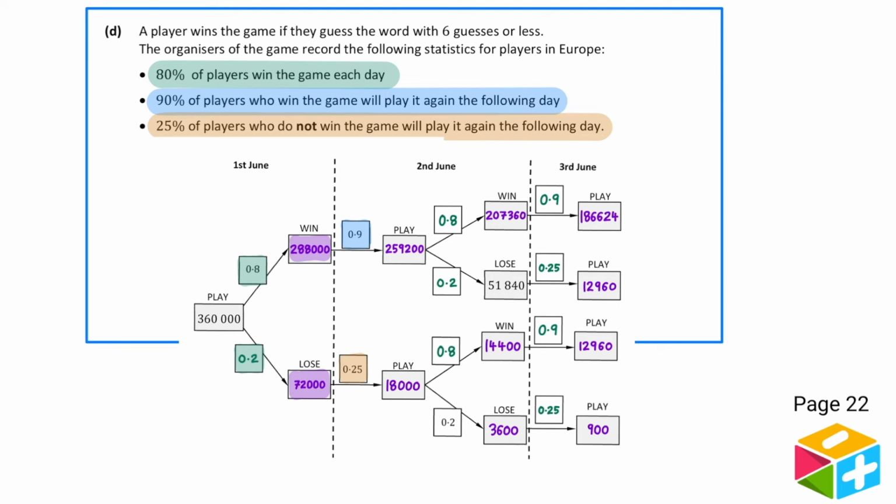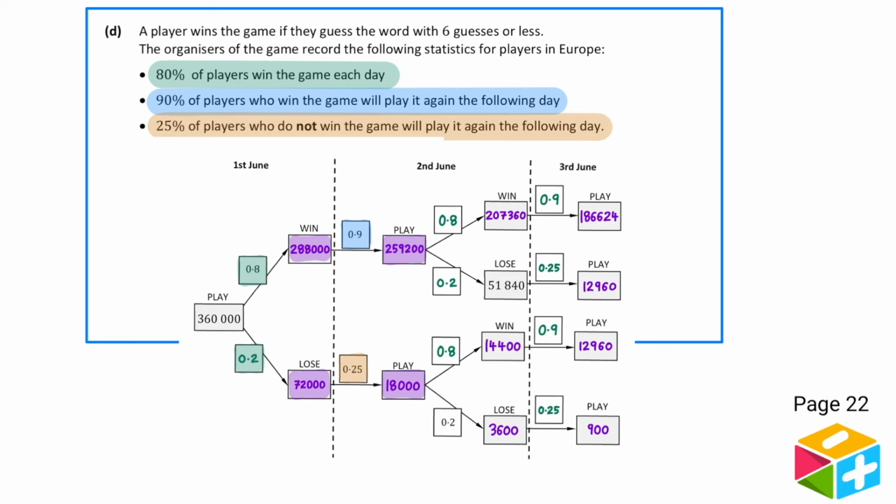To fill in these two play boxes, all we have to do is multiply the previous number by the given probabilities. 288,000 times 0.9 comes out as 259,200. 72,000 times 0.25 comes out as 18,000. From here, we just need to repeat the process we've just done twice more. Once in the upper half of the tree, and once in the lower half of the tree.